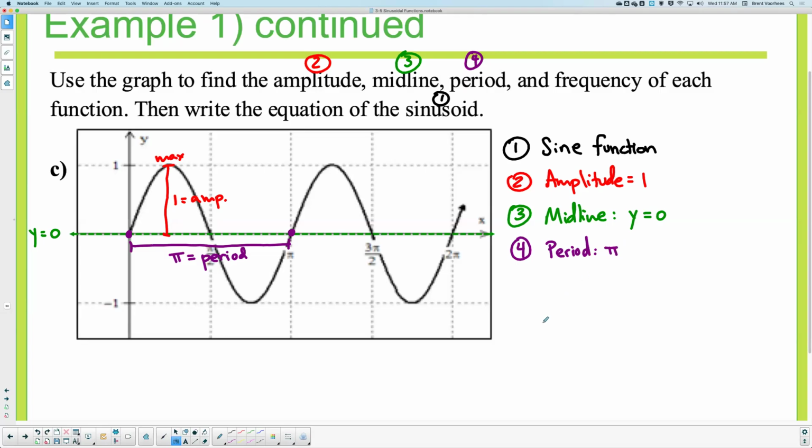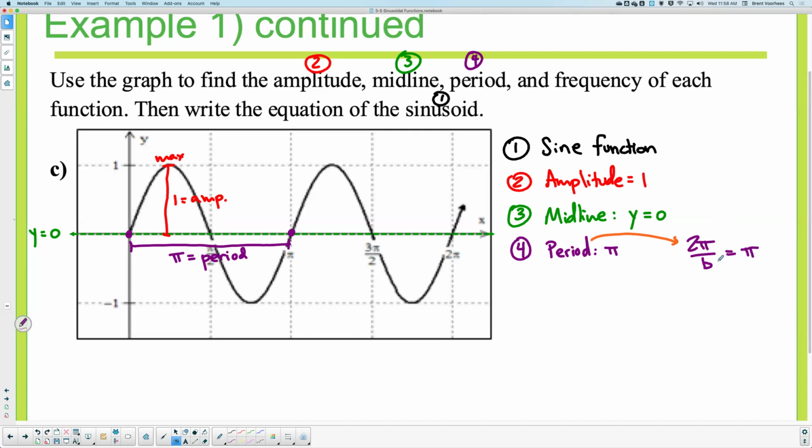Now the period is not the letter B, but you can use the period to find the letter B. What is the formula for period? So you'd say 2 pi divided by b. Period is 2 pi over b, just to be clear. That's what the formula is for period. My period itself, though, in the problem is pi.